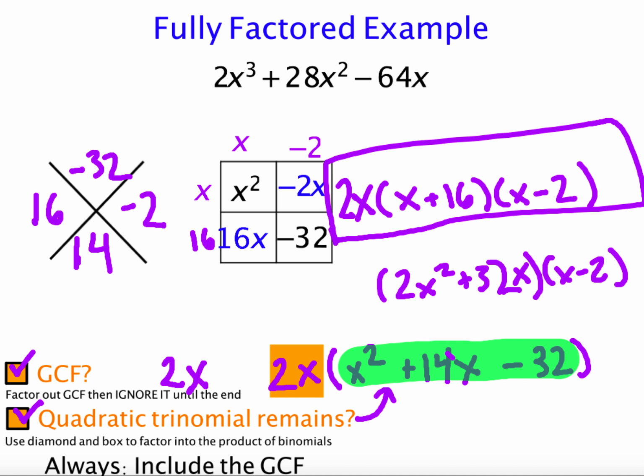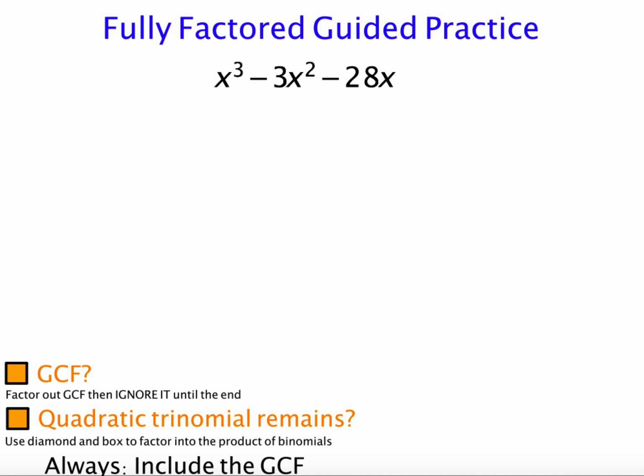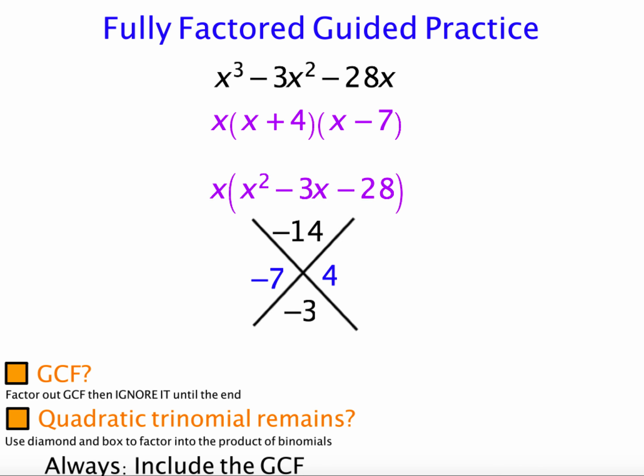And you have one more thing to do with me, which is your guided practice. Go ahead and write this one on your paper, x to the third minus 3x squared minus 28x, and press pause and come back and check your answer. Hopefully you pressed pause, you factored this polynomial, and you got an answer of x times x plus 4 times x minus 7. This would be your work.